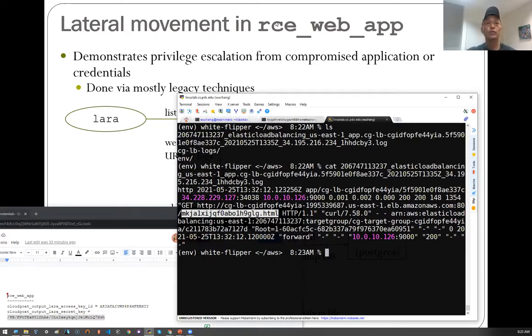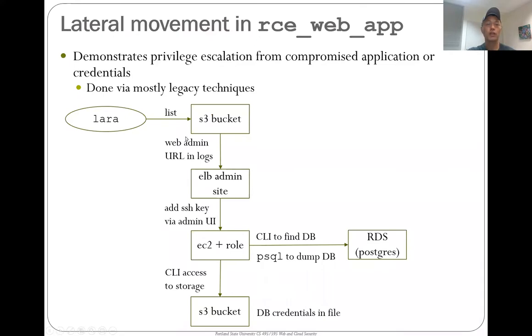So this gets you to this thing where you found the admin, you found this secret admin URL in the log files of this load balancer bucket, the log bucket for the load balancer. So that's where we're at now.